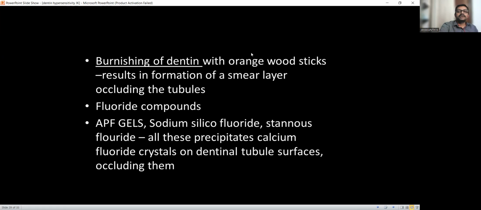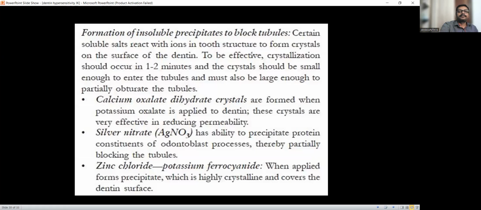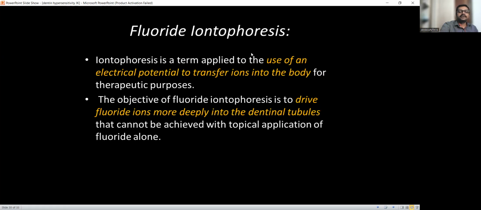Burnishing of dentin with orange wood sticks results in formation of a smear layer occluding the tubules. Then application of fluoride compounds, APF gels, sodium silicofluoride, stannous fluoride, all precipitate calcium fluoride crystals on dental tubule surfaces, occluding them. Now, fluoride iontophoresis. This is a very important treatment strategy.